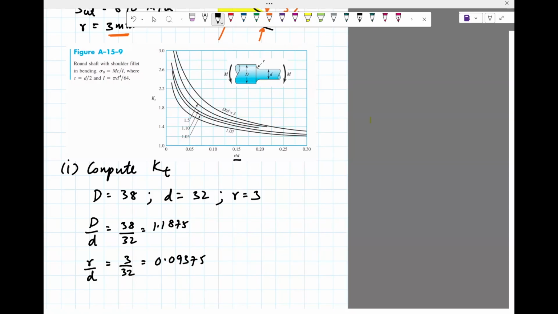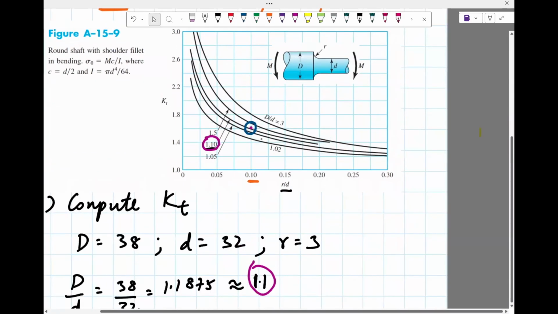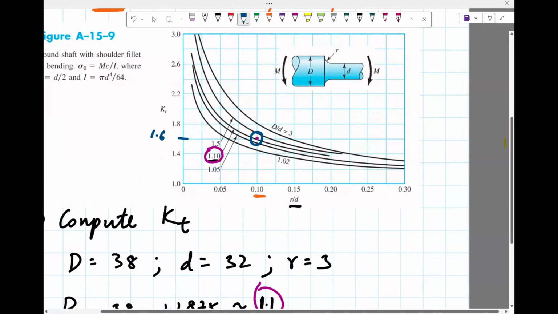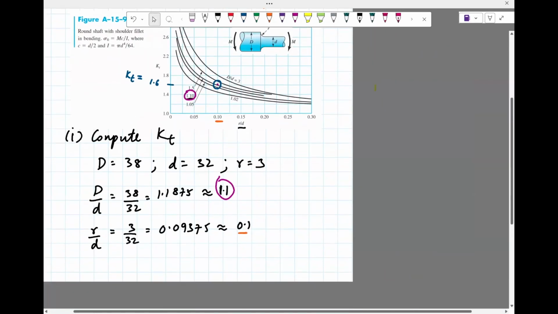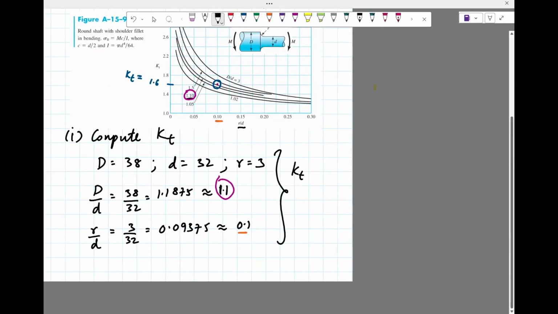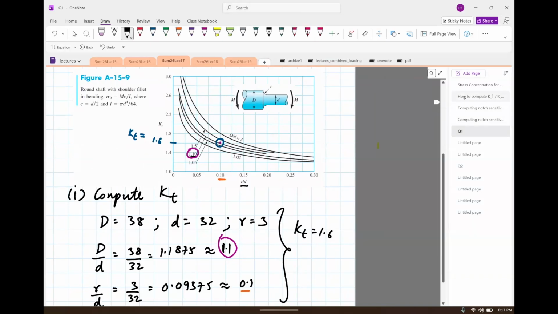Just for practical purposes, I'm going to round this to 1.1. Why did I round it to 1.1? To make my life easy when I try to find KT. And this I'm going to round to 0.1, since that is closest. So now I'm looking at 0.1 and 1.1. That 1.1 is this curve, so I need to look at this point. It seems like it's exactly here, 1.6. So KT is 1.6. That completes the first step, computing KT.